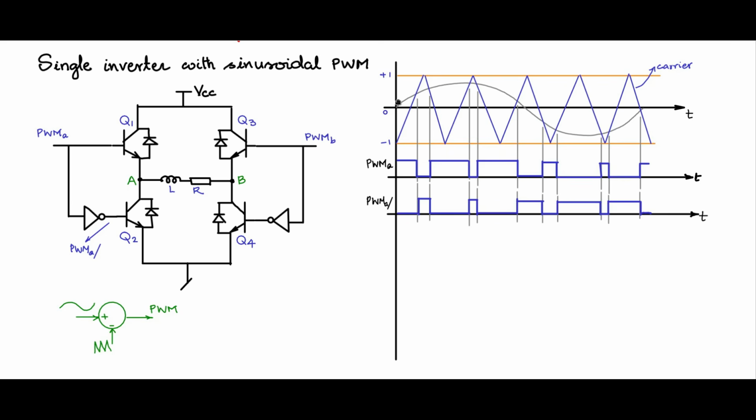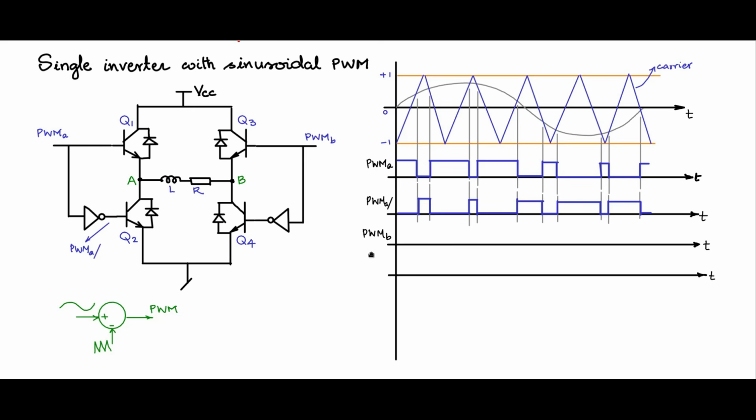Now for that, don't use the same modulating signal. See, if you are giving a modulating signal to the A like this, then for B, you give the modulating signal which is 180 degrees phase shifted, so that when this is positive peak high, this will be negative peak high. So there will be a voltage difference across A and B. So you do the following to generate PWM B and PWM B bar.